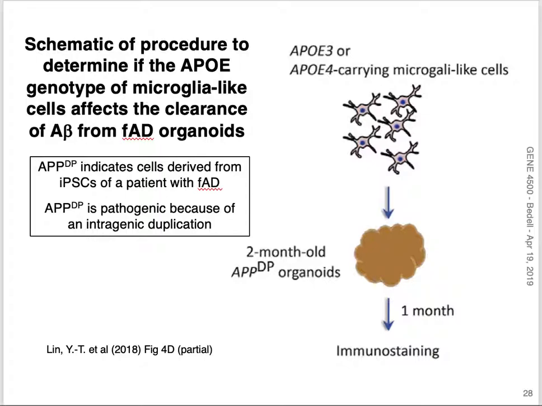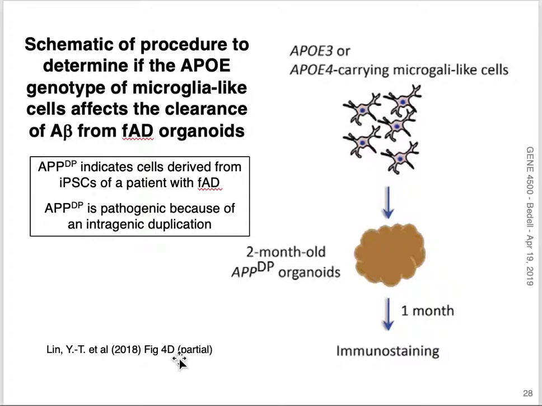So what they did was APP-DP, so DP is a duplication. So this is one of the pathogenic mutations. What's APP? What's the significance of APP for Alzheimer's? It's a precursor of the A-beta protein. Amyloid precursor protein. So you could have mutations in APP that disrupt the cleavage sites for the secretases. Another one of the mutations is a duplication of APP.